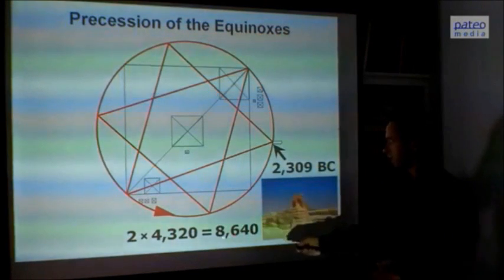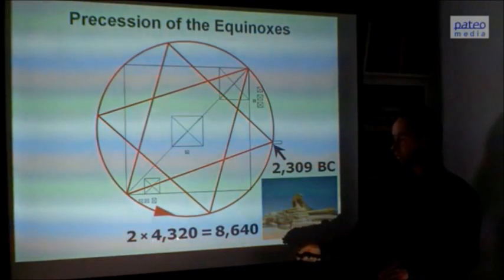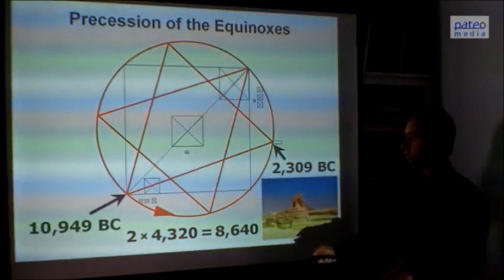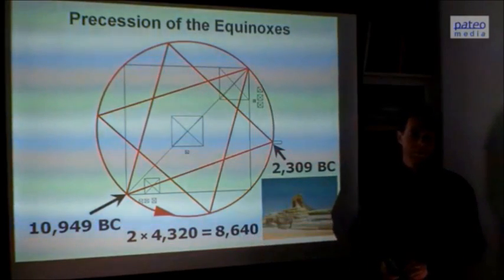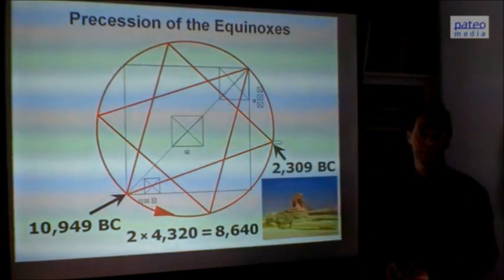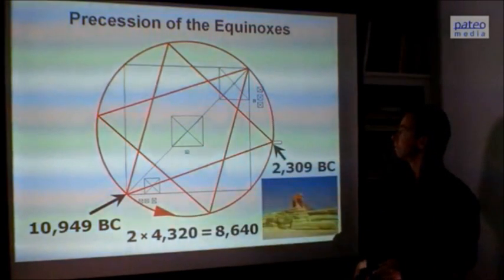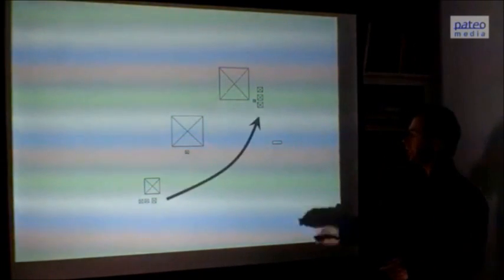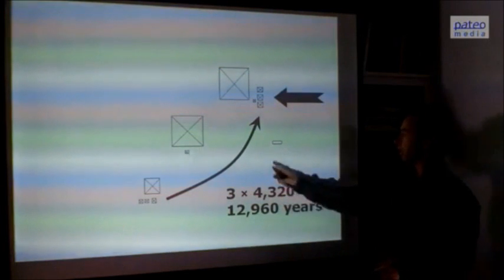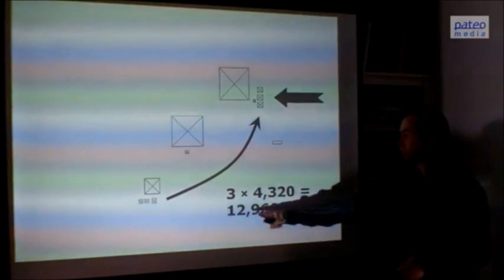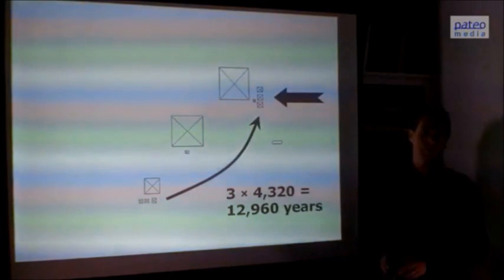So when we go back 2 times this period, 4,320 years, then we come here. 10,949 BC. That was the moment here. That is when Leo started. So that means that after a period, we are now here. After nearly 13,000 years. This is what we should see now.